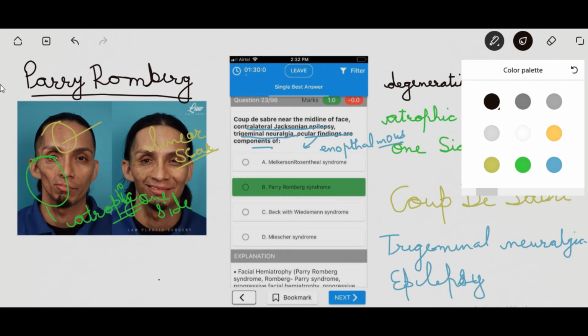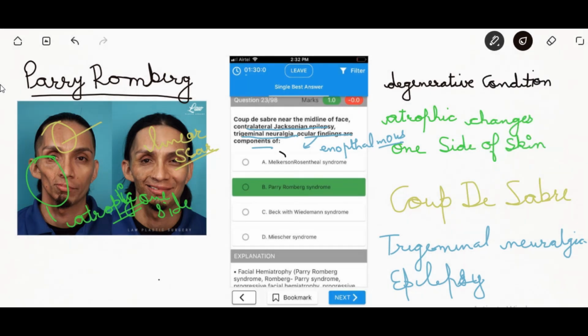About Melkersson-Rosenthal syndrome, it is a neurological disorder characterized by recurring facial paralysis, swelling of the lip and face, usually the upper lip, and development of folds and furrows in the tongue. Another is Beckwith-Wiedemann syndrome. It is a condition that affects many parts of the body. It is also classified as an overgrowth syndrome. That means the affected infants are larger than normal, that is macrosomia, and some may be taller than their peers during childhood.